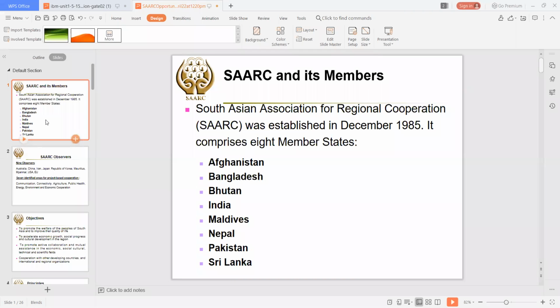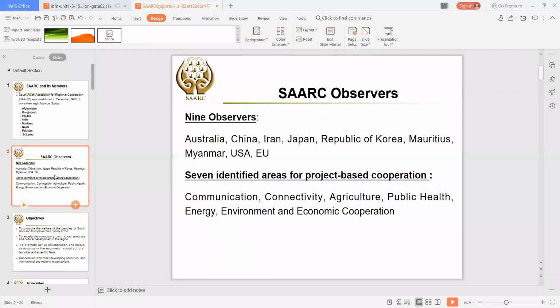Importance of SAARC and its members related to the multinational corporation. SAARC, the South Asian Association for Regional Cooperation, was established in the year 1985. It comprises 8 member states: Afghanistan, Bangladesh, Bhutan, India, Maldives, Nepal, Pakistan, Sri Lanka. These are the SAARC countries. SAARC is so popular. SAARC has 9 observers: Australia, China, Iran, Japan, Korea, Mauritius, Myanmar, US, UAE.